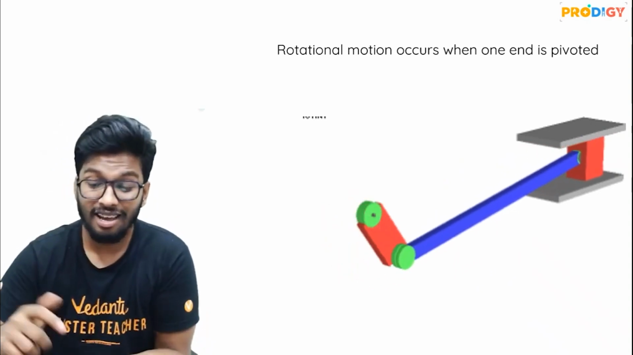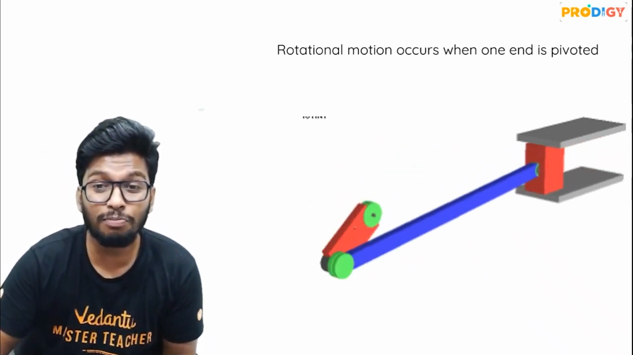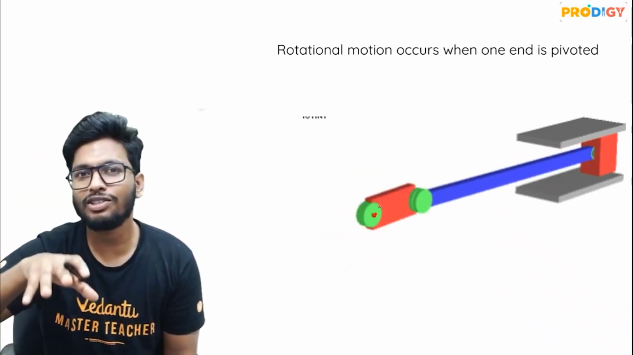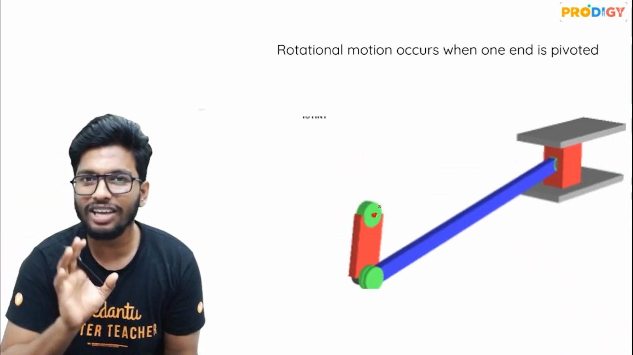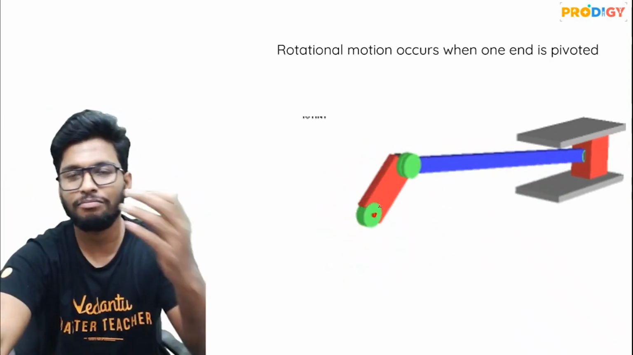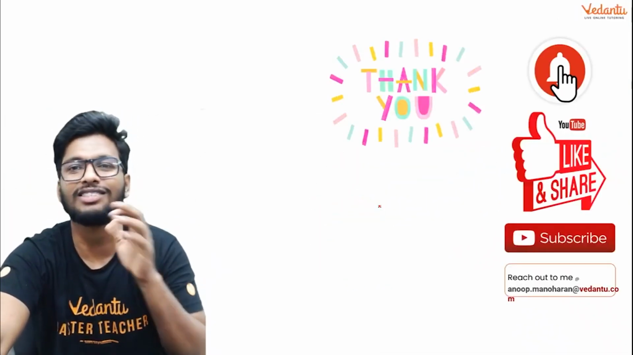Like in this case, you see the body is fixed about this point. It's pivoted about that particular point, and that is where you see that when you apply a force, rather than moving in a straight line, it starts to rotate about that particular fixed axis or fixed point.